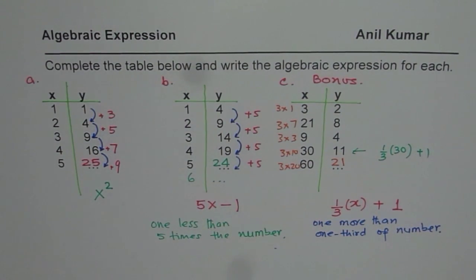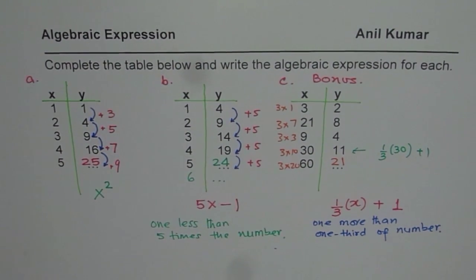So at times you could get very difficult questions, but then you have to think, how are these two values related? And I hope this 3 times 7 is 21, and then y is 1 more than 7 helps you to understand what kind of algebraic expression could represent the given sequence of numbers. I hope this exercise is helpful.